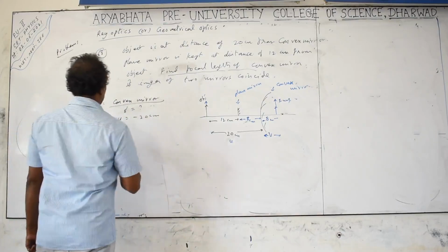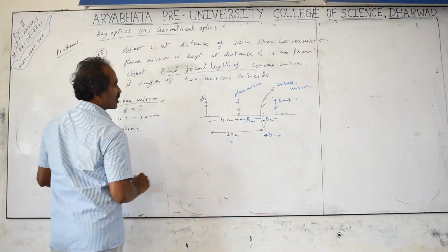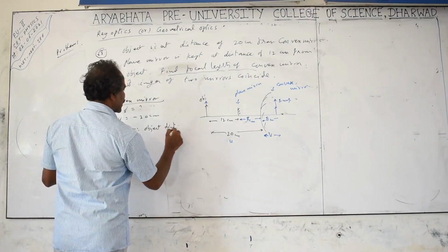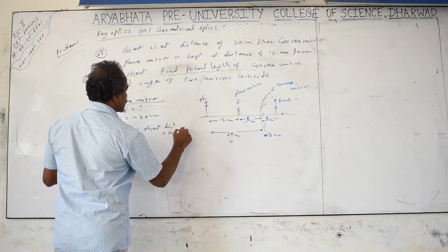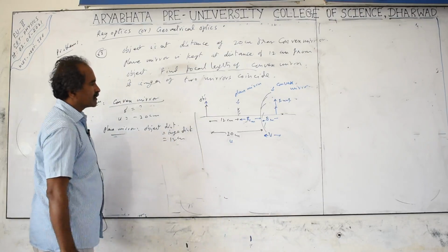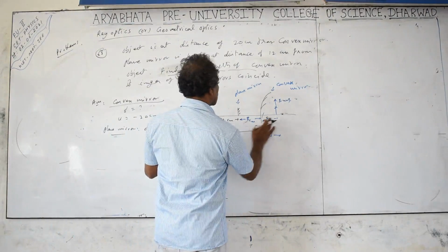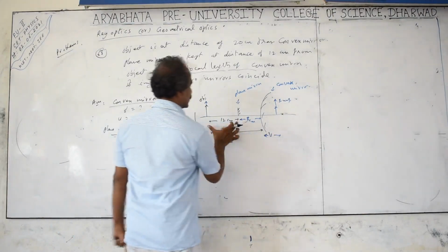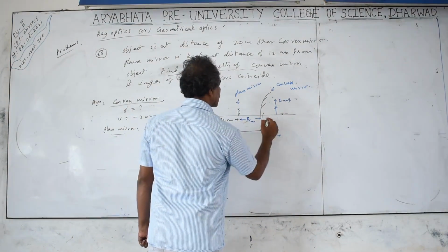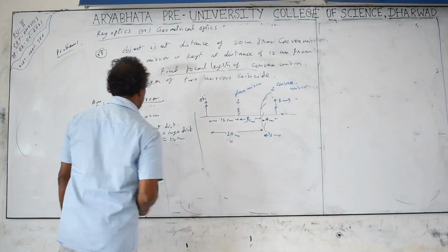Next, plane mirror. For plane mirror, object distance is equal to image distance. How much is it equal to? It is 12 centimeters. Sorry, one minute. This object distance is equal to image distance. This is 12. So totally it is supposed to be 12. This is 8. This is 4 centimeters. Object distance equals image distance equals 12 centimeters.